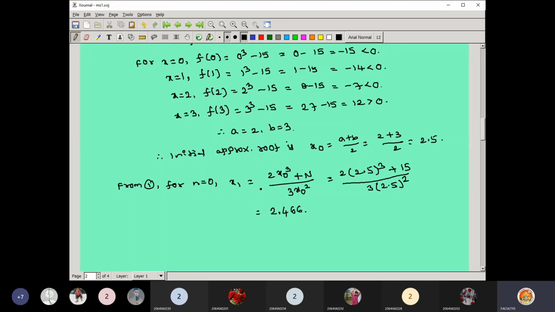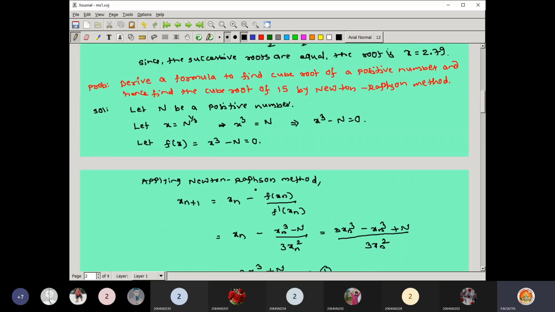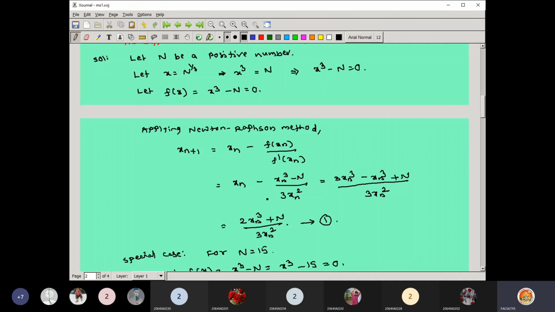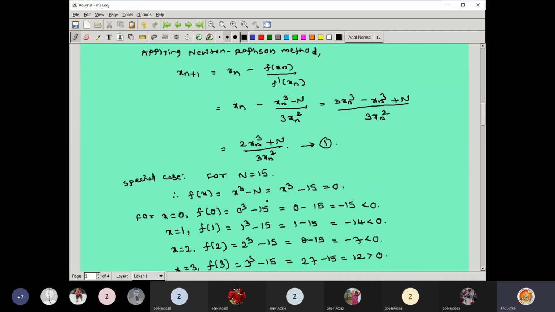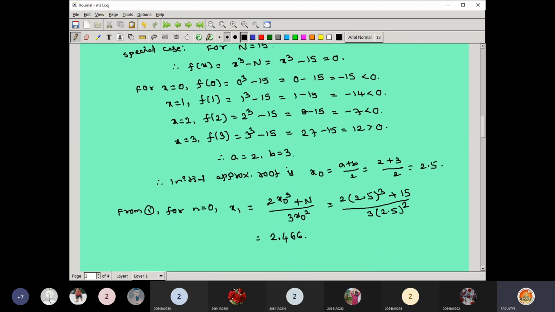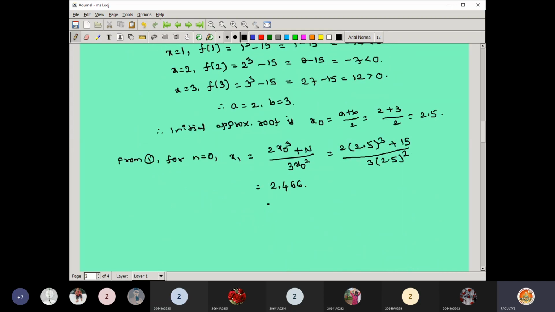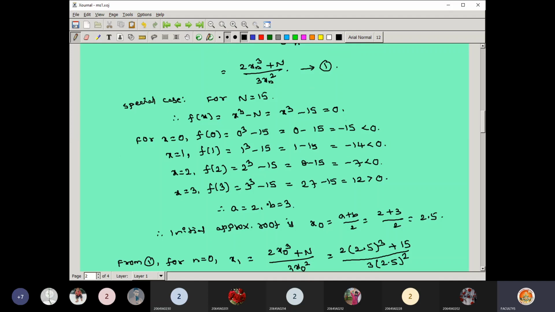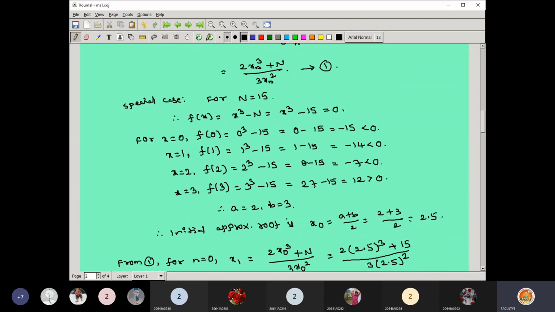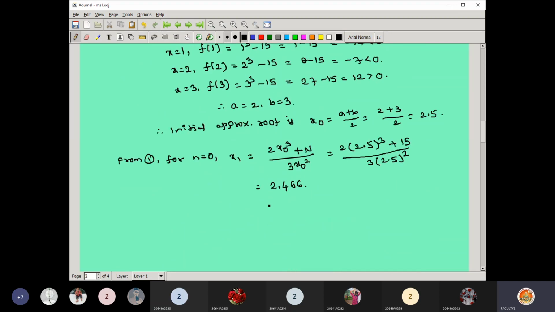Are you understanding this value? Previously, we derived only a formula to calculate the cube root. Using that formula itself, I am taking a special case for n equal to 15. After getting the a and b values, directly I am substituting in the calculated formula so that you are getting the answer 2.466. This formula can be used to find any cube root. You take any cube root of any number, directly you can find out the answer.